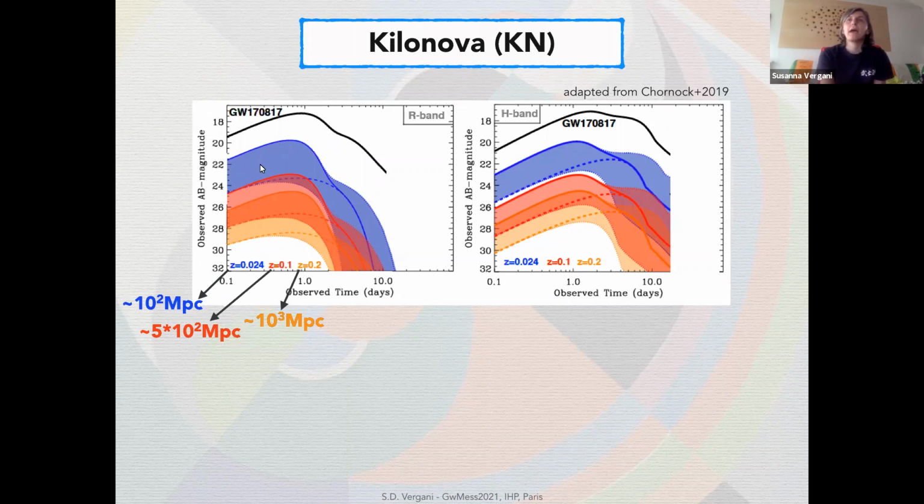The blue and the red curves can be very typical of the next O4 and O5 runs, okay? So as you can see, the flux is really decreasing with distance, okay, and in time. And the predictions depend on the presence or not of the blue component, okay? So here you have a blue component, here you have not, okay?